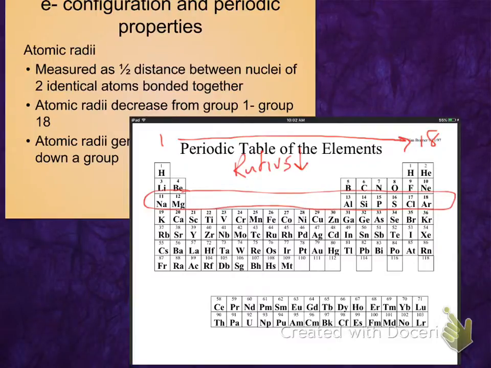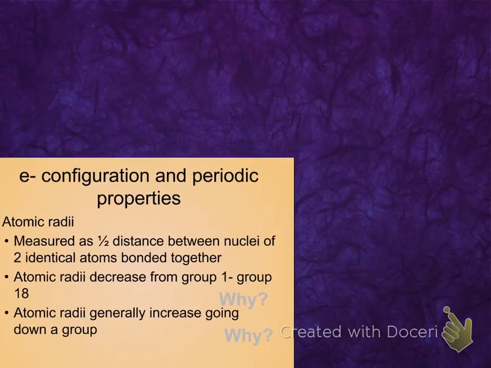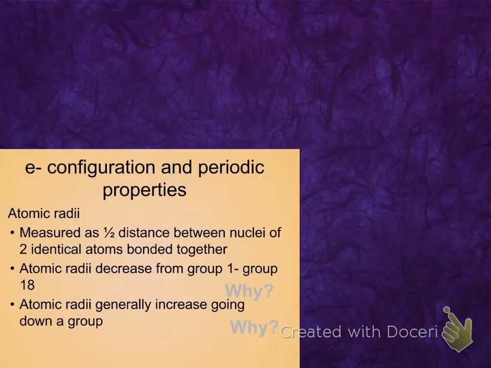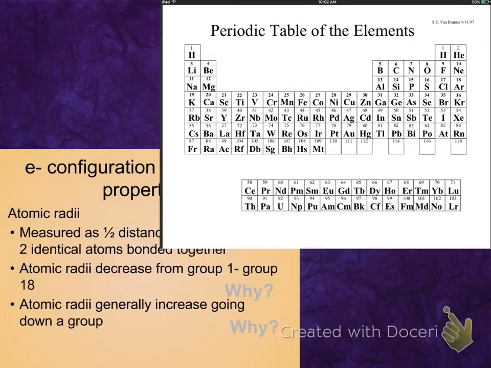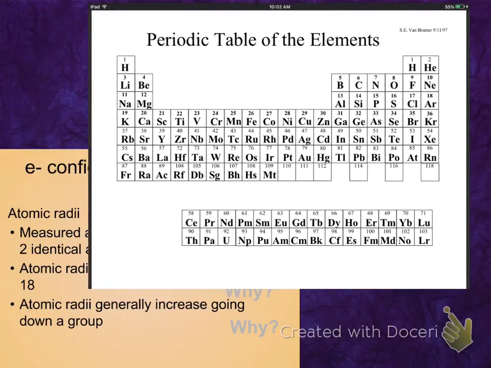Okay, well, let's look at the other trend that exists. The other trend that exists is as we go down each individual group, so down group 1, down group 2, down group 13, down group 17, down group any of them, the atomic radius increases. They get bigger.